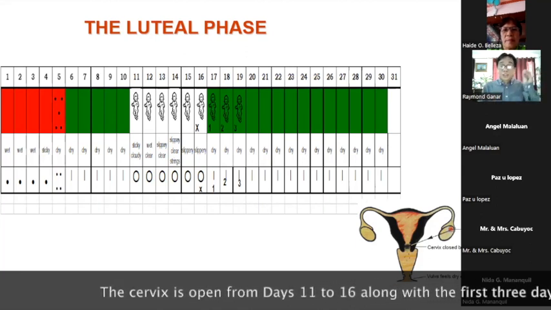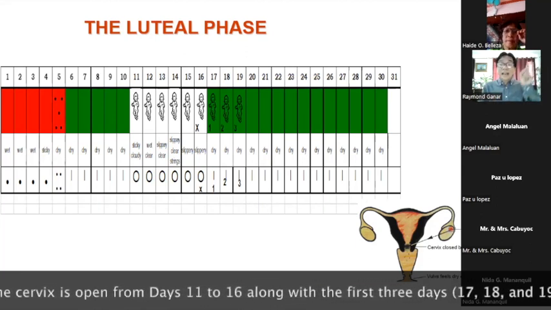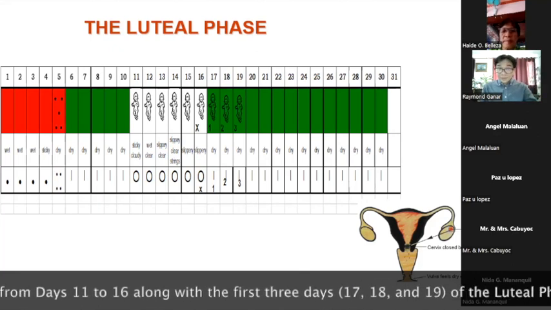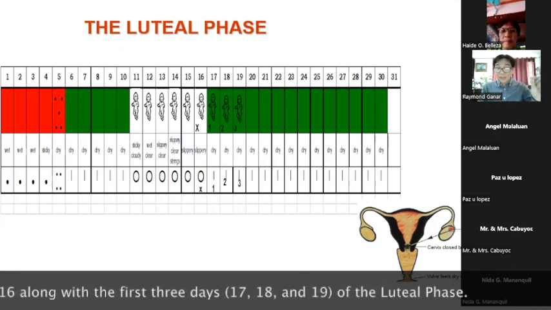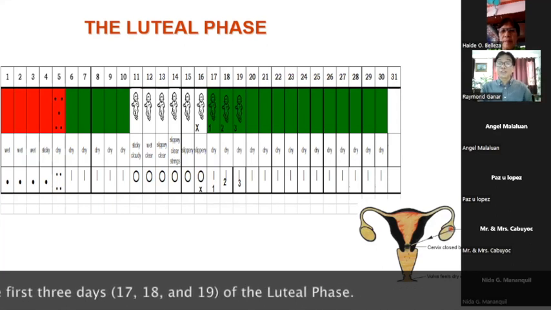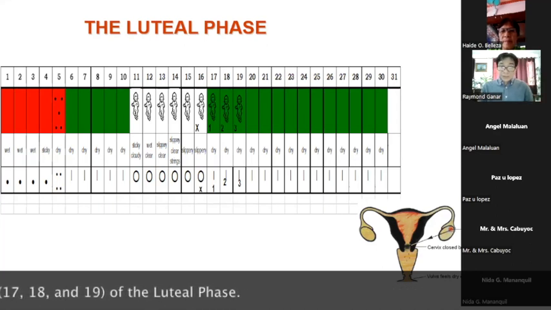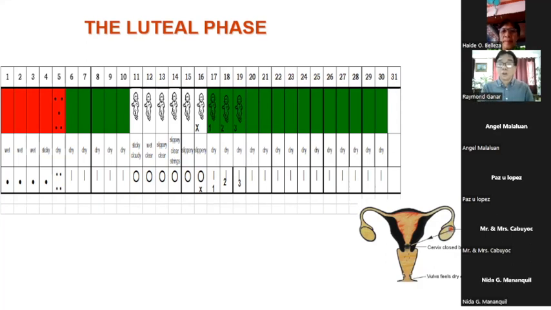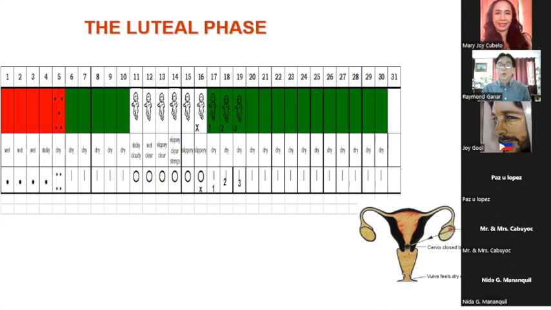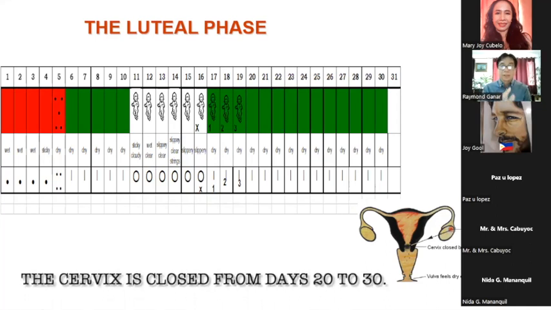Take note, ha? The cervix begins to open again on day 11 until day 16, including the first 3 days of the luteal, 17, 18, 19. The cervix is completely closed on the 4th day of the luteal. And where is the 4th day of the luteal? Can you please tell me what day is that? Day 20. Mary Joy Cubera, day 20. The cervix is already closed until day 30.